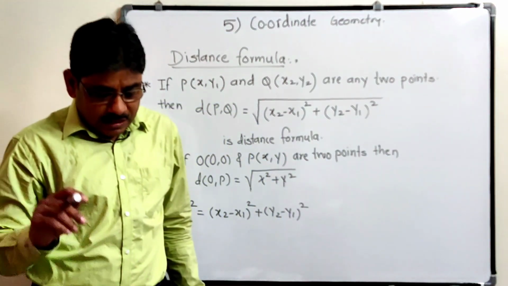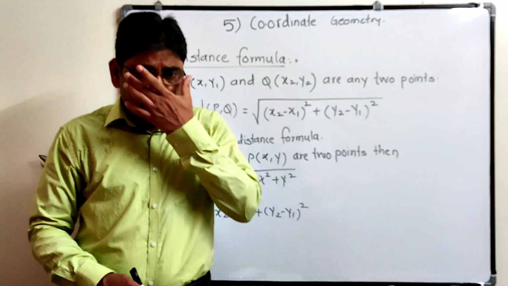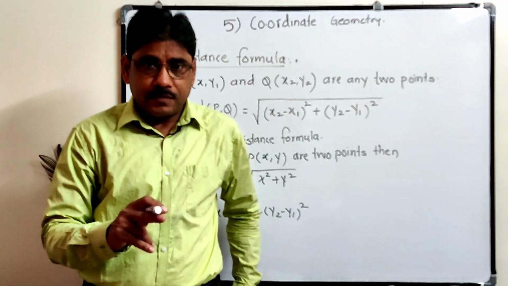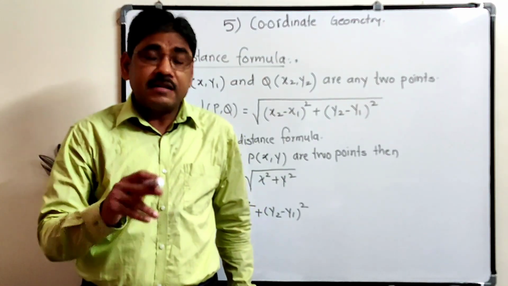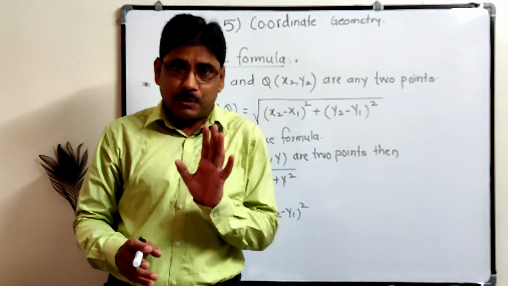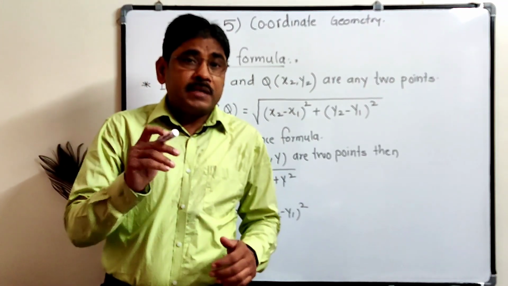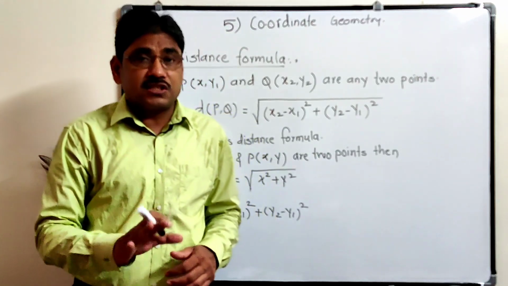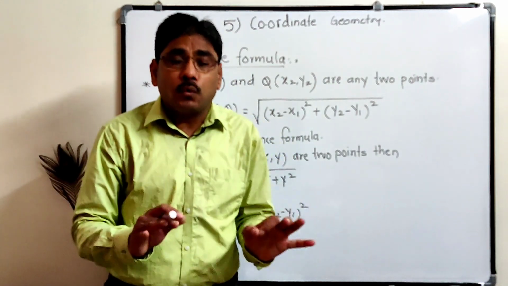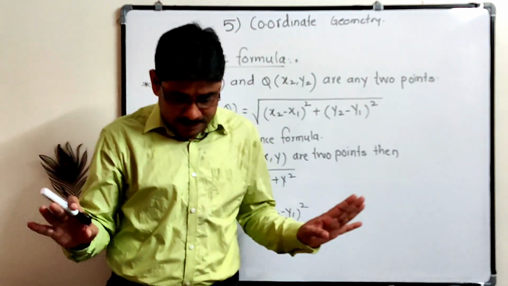Determine whether the points are collinear. Now 3 points are collinear. Suppose A, B, C, 3 points are given. Find distance AB, then distance BC and distance AC. Of the three, the larger distance, if that larger distance is equal to the sum of the other 2, then we can write these points are collinear. Otherwise these are not collinear.